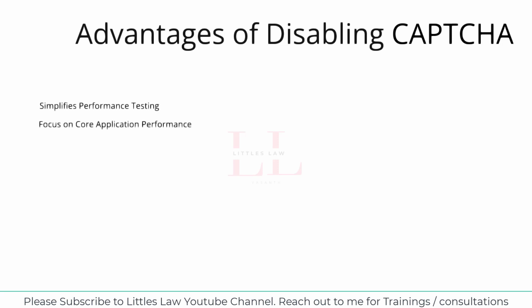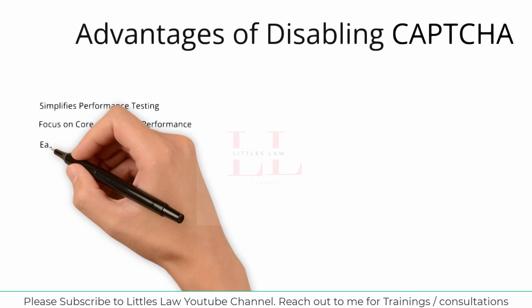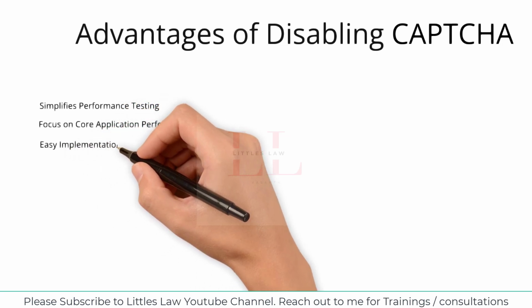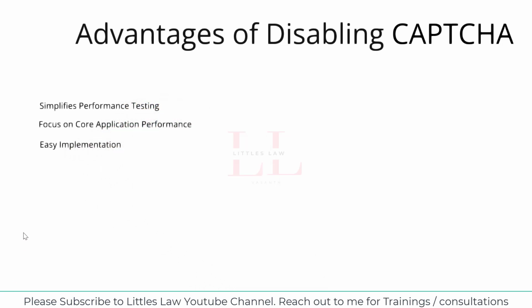And then the easy implementation, because most applications allow disabling the CAPTCHA through settings, and this makes the approach very straightforward, because we can run only the testing and we don't need to worry about the CAPTCHA and every other part. And now we'll move on to the disadvantages of disabling the CAPTCHA for performance testing. So far we saw the advantages, which are simplifying the performance testing, focusing on the core application performance and not bothering about the CAPTCHA, and then the easy implementation.